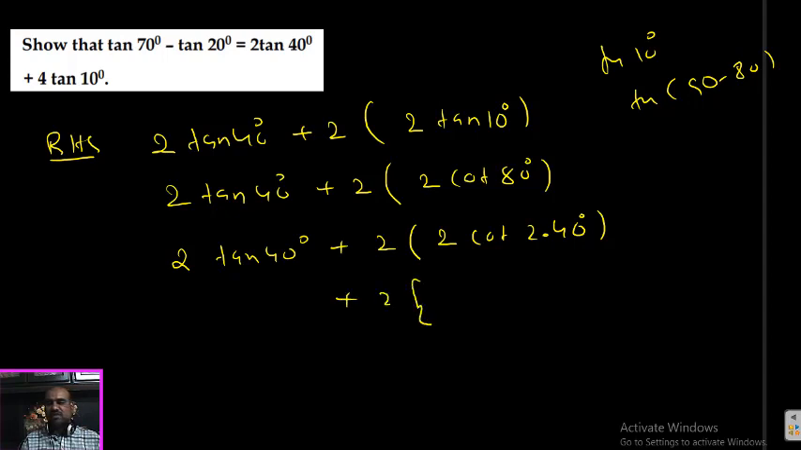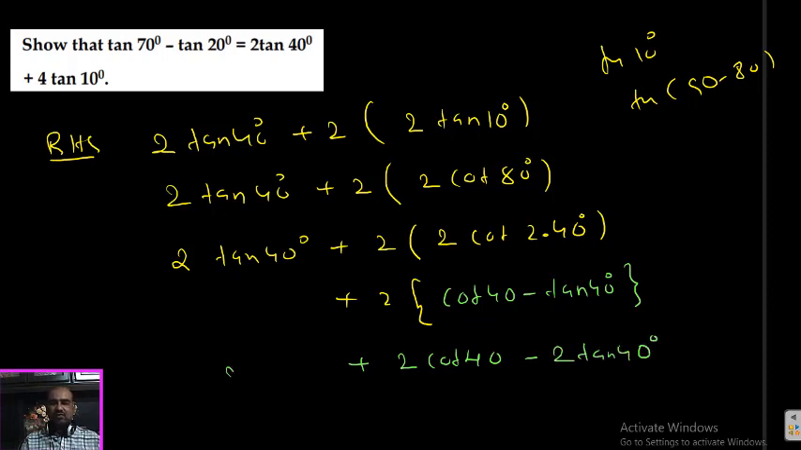So 2 times of this can be written as cot 40 minus tan 40. Cot 40 minus tan 40, just now I proved. So this is plus 2 cot 40 minus 2 tan 40. Already here 2 tan 40 is there. These two get cancelled. Finally what I got is 2 cot 40. This is RHS.